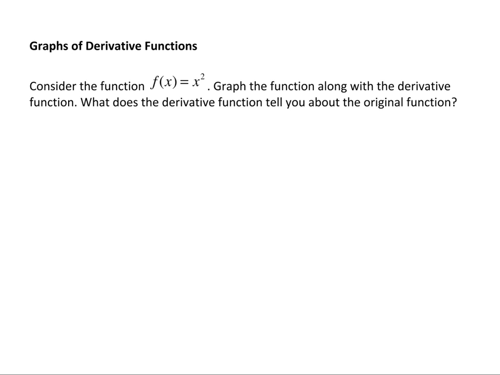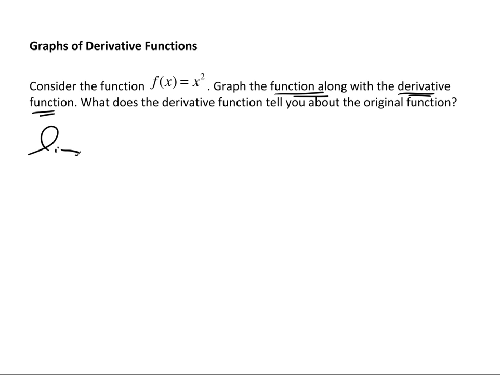Now I want to talk a little bit about the idea of the graphs of the derivative functions. I showed you one a little bit earlier where I graph both the original function and the graph of the derivative to see what the derivative tells you about the function. So I want to do it again for f of x equals x squared. I'm going to graph the original function along with the derivative function and just talk about how they're related to each other. So first I need to find the derivative of x squared.